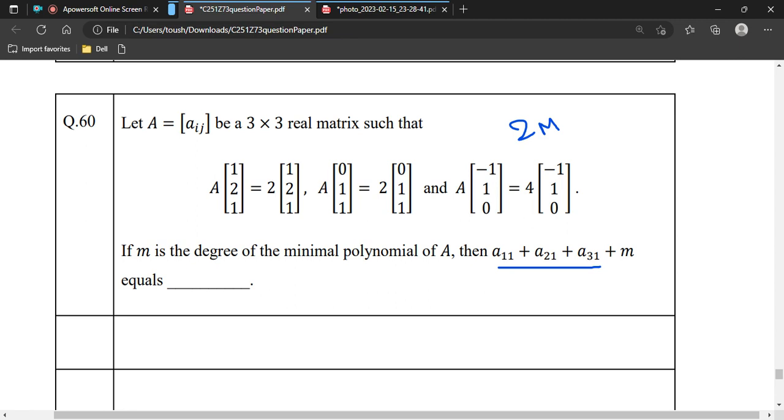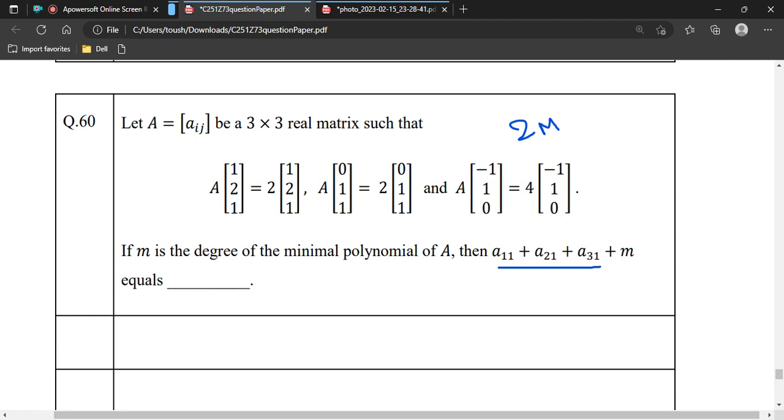That means the matrix A is diagonalizable. Because for the eigenvalue 4, it's obvious that its algebraic multiplicity and geometric multiplicity are the same. So for all the eigenvalues, algebraic multiplicity and geometric multiplicity are the same. That means the matrix is diagonalizable. Why is it needed that the matrix is diagonalizable? Because we have to find the degree of the minimal polynomial.